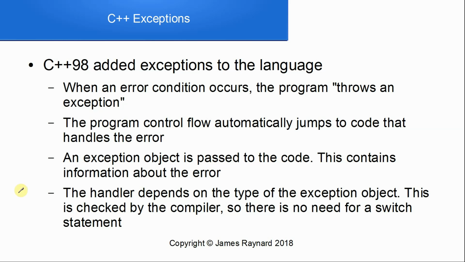And also the handler depends on the type of the exception object, so these are objects, they have a different type for each exception. You can have a different exception for each error condition, or you could have one exception which covers a number of error conditions if they're all very similar. So the type of the exception will be checked by the compiler. The programmer doesn't need to put in a switch statement to do the routing manually. So the code will automatically route the exception object to the correct handler for the type of the exception object. The programmer doesn't need to write a big switch statement to do the routing themselves.